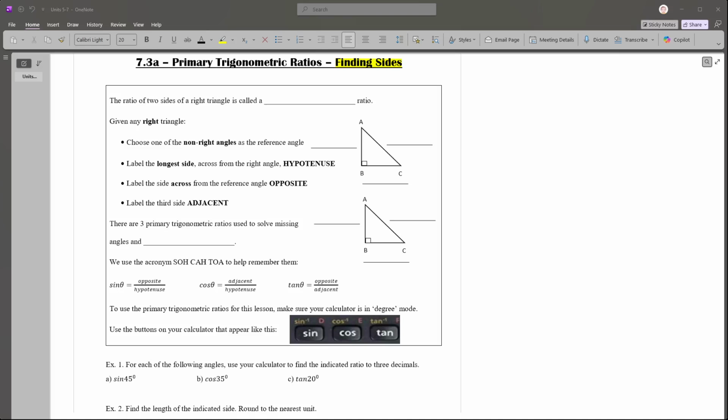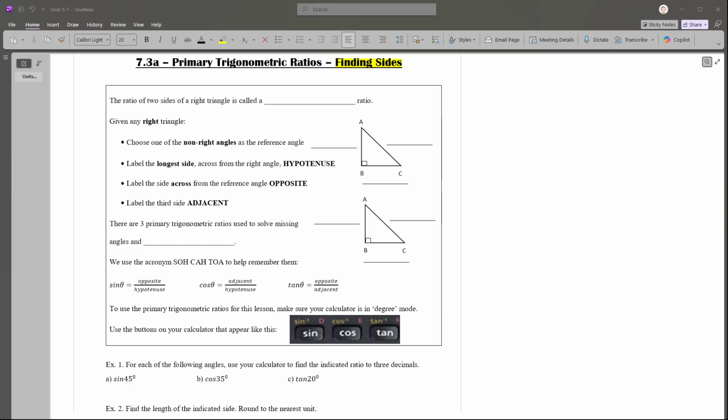Okay, so it's finally time to start trigonometry. Now, up till now, we've been talking about similar triangles and applications of similar triangles, and that's all important stuff. Now, the rest of this unit is going to be talking about this idea of trigonometry. Now, trigonometry is going to start with the basic primary trigonometric ratios.